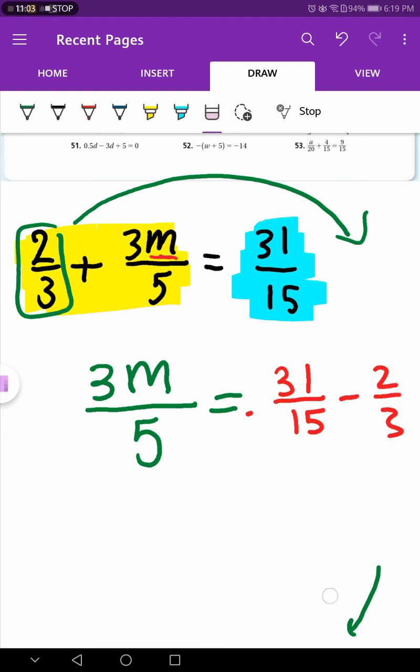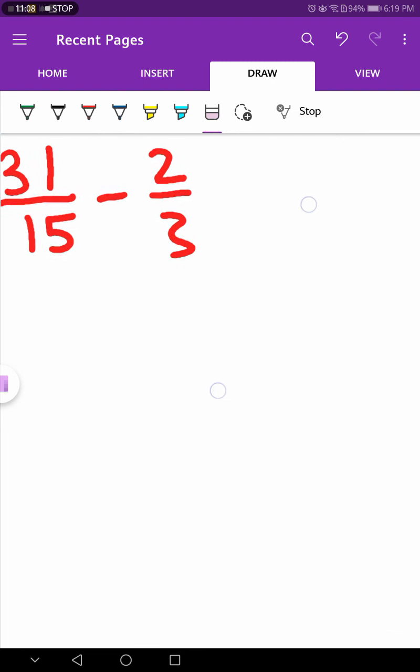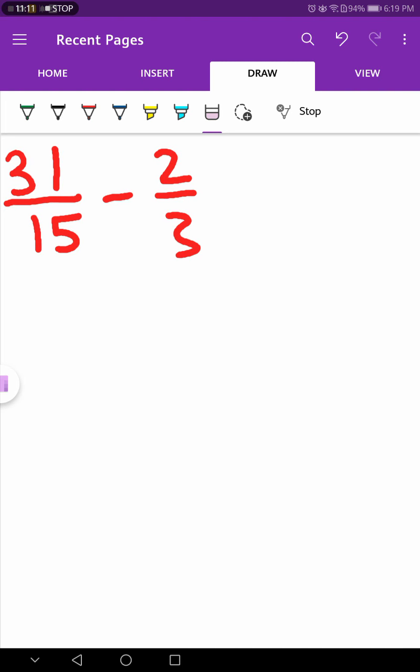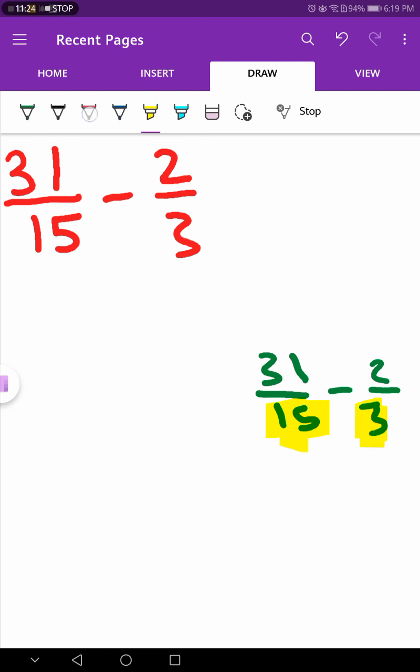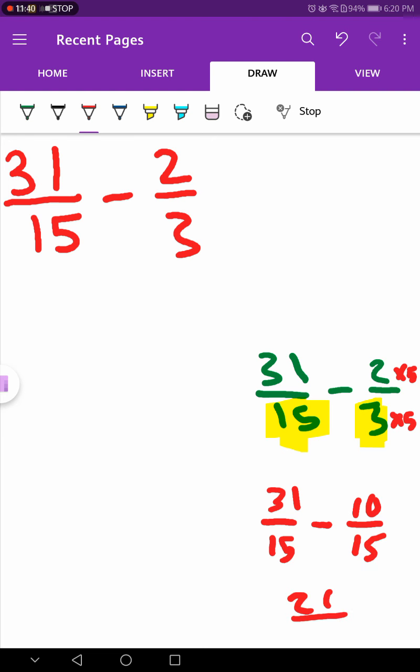Great. Now all of my students can do this subtraction on the right side. I will do it here: 31 over 15 minus 2 over 3. As you see, the denominators are different, 15 and 3. The 3 can become 15 by multiplying by 5. Now 31 over 15 minus 10 over 15.